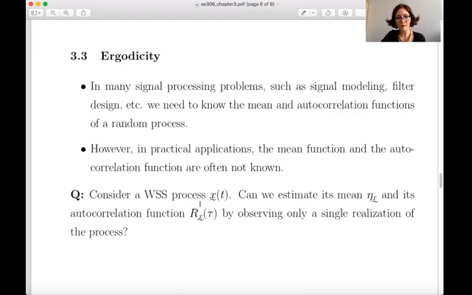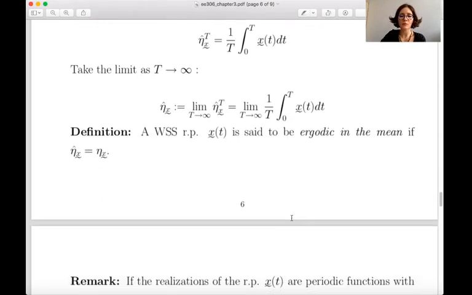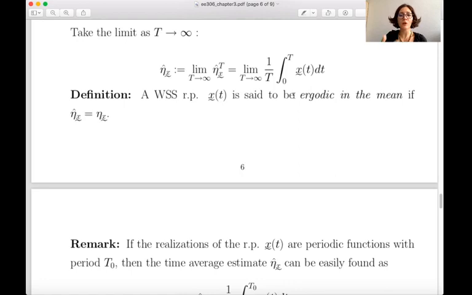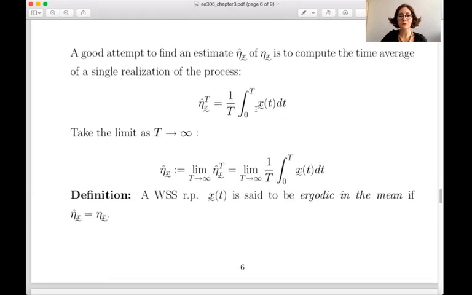Now we have to answer the second question. When can we estimate the autocorrelation function, Rx of tau, of a wide-sense stationary random process by observing only a single realization of the random process? What we will be simply doing is taking this ergodicity concept, which we defined for the mean function, and extending it to the estimation of the autocorrelation function.